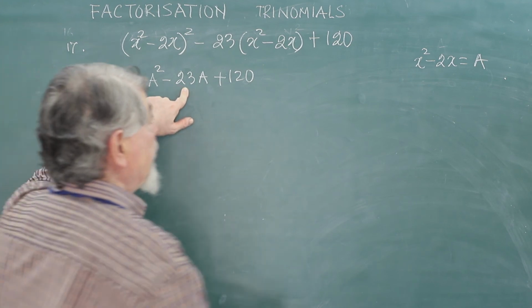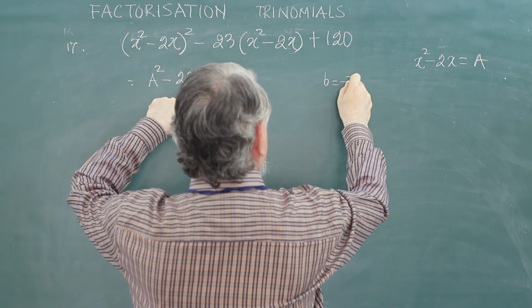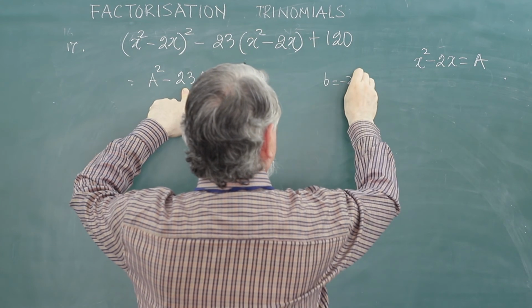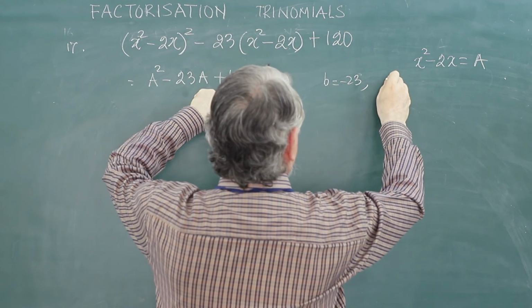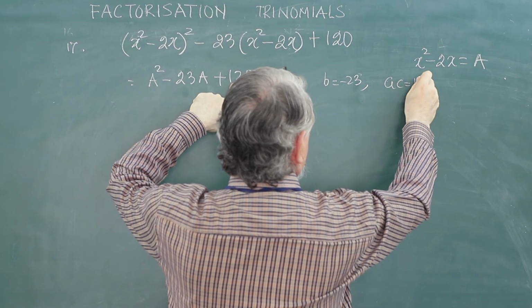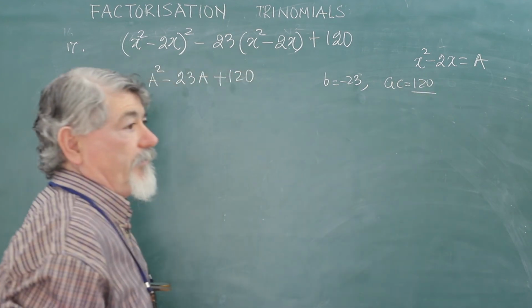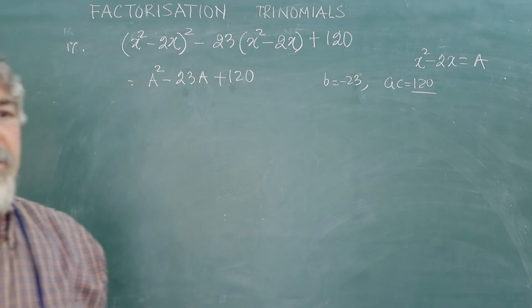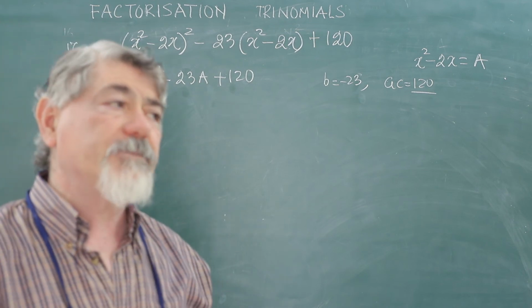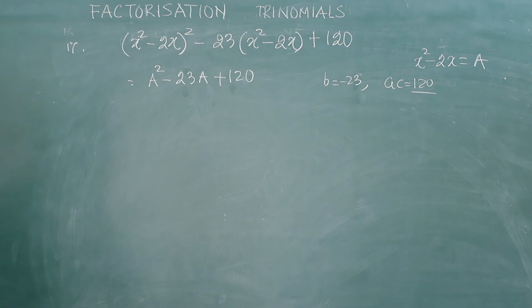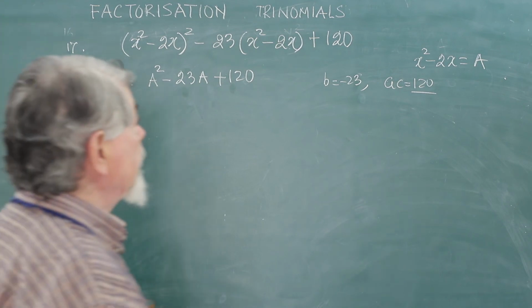Now b is minus 23 and ac is 120, and it is plus. If it is plus, then both the split terms should be of the same sign. Either both should be positive or both should be negative. I have to get 120. And what will be the factors of 120 here? The factors of 120 will be 15 into 8.